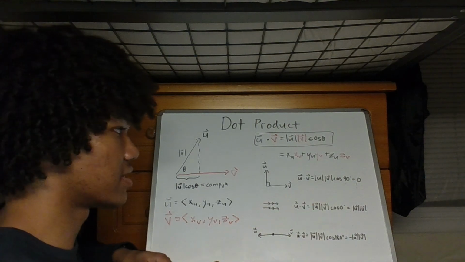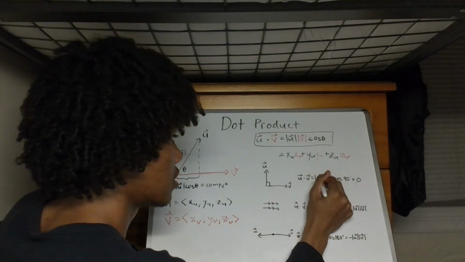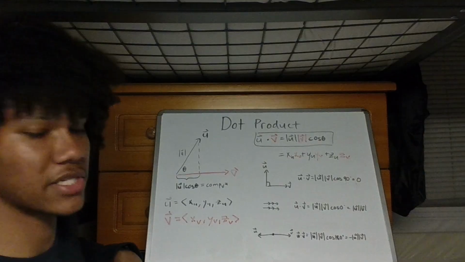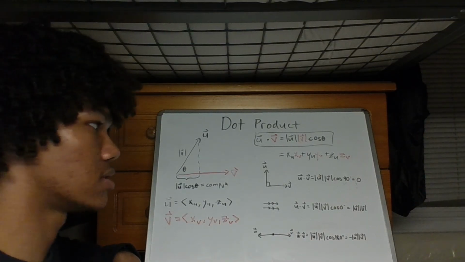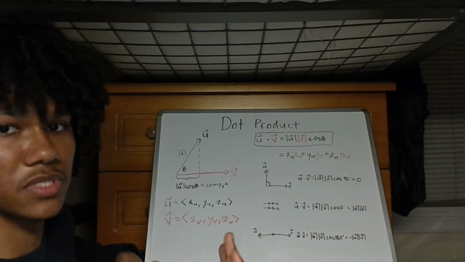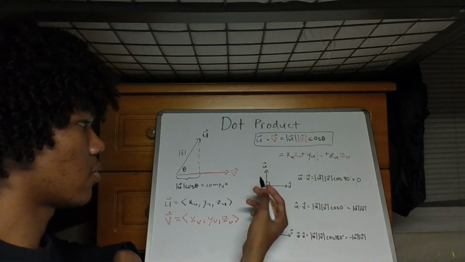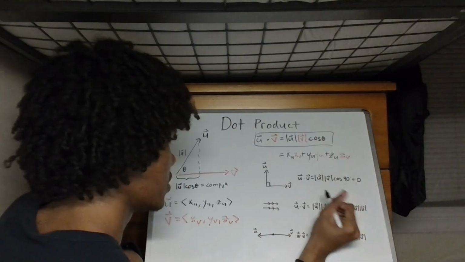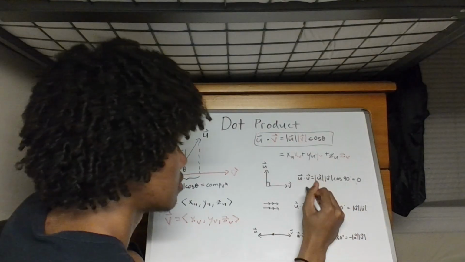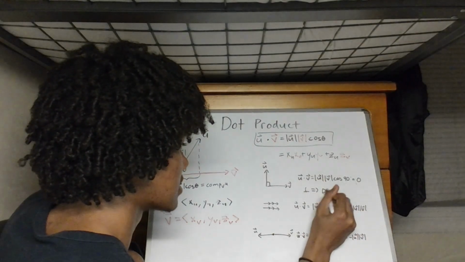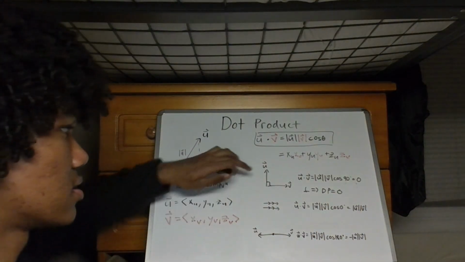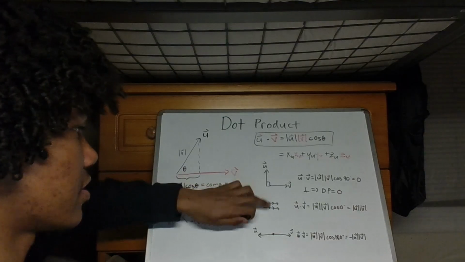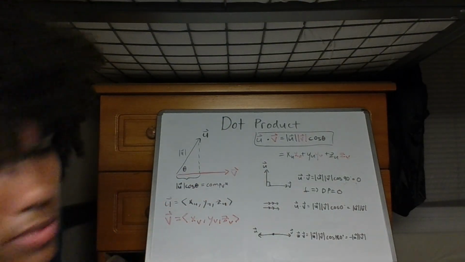So the magnitude of u, magnitude of v, multiplied by cosine of 90, which is 0, ultimately would just give you 0. Therefore, when the two vectors are perpendicular, the dot product is equal to 0. This works in any case. If u was all the way down here and still perpendicular, it would be 0.